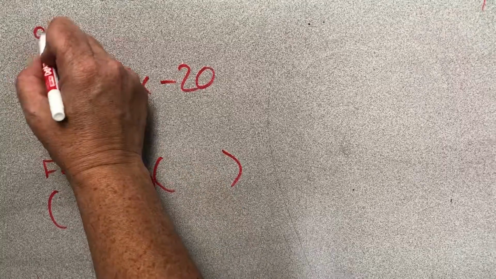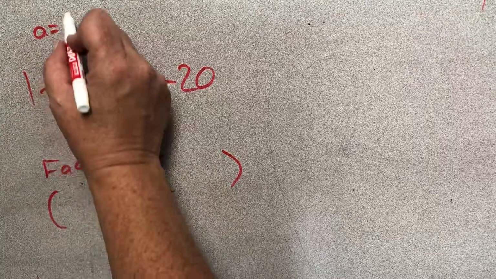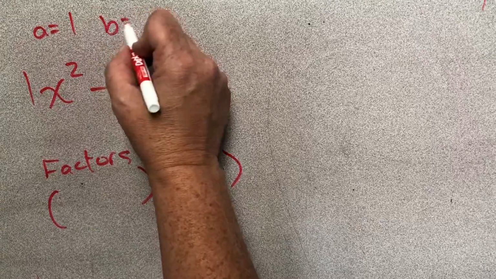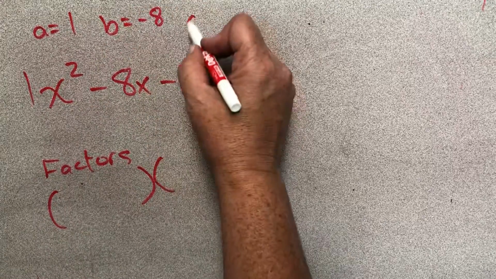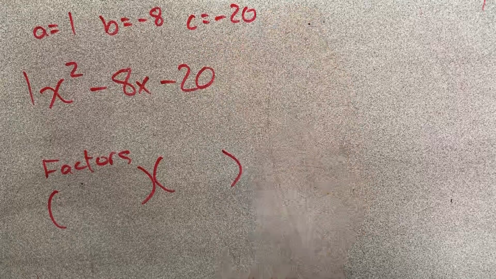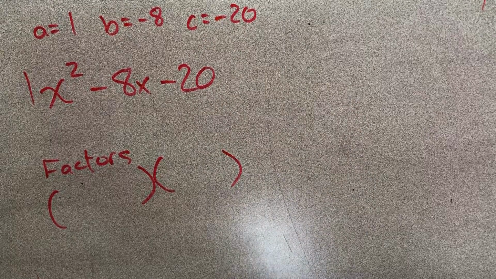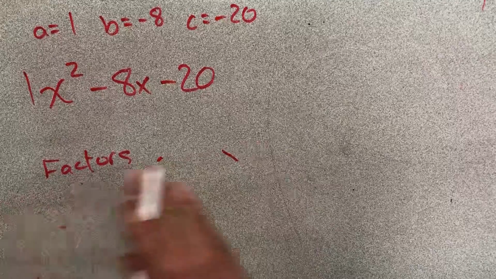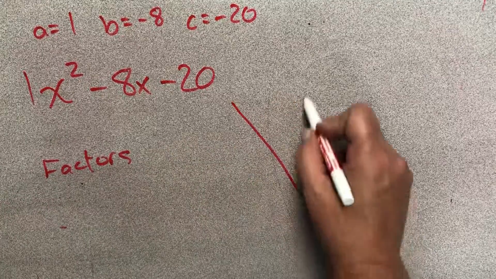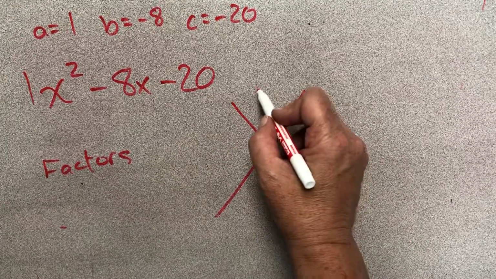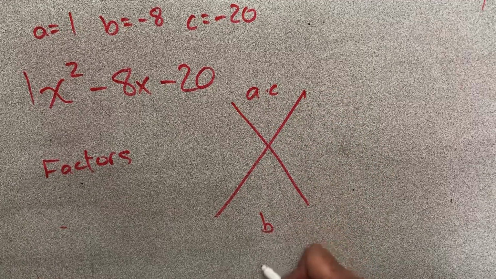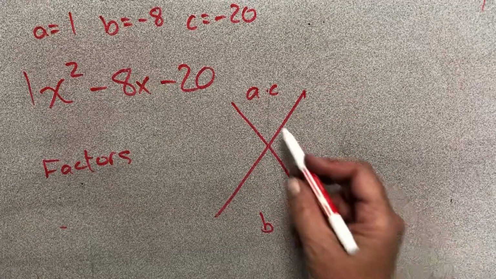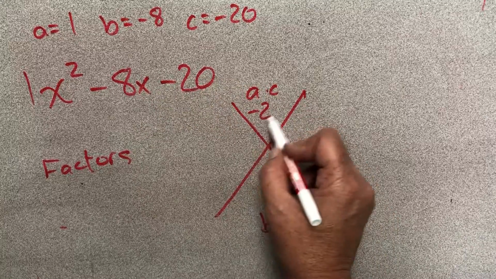First step is always label A, B, and C. A is 1, B, negative 8, always watch your signs. And C, negative 20. We're going to ask big X to help us out. So we draw an X. And the top of the X is always A times C. Make sure you memorize that. And then B goes on the bottom. Get it? B on the bottom. Okay. A times C, negative 20.